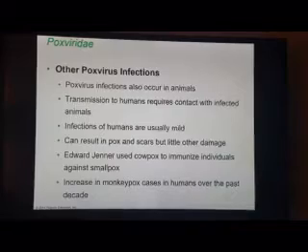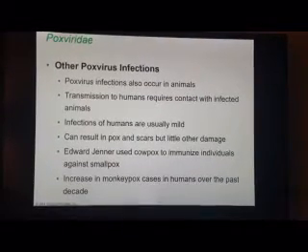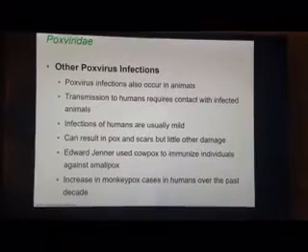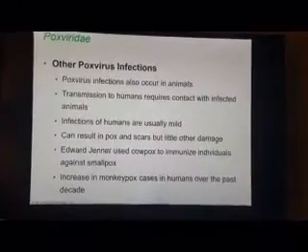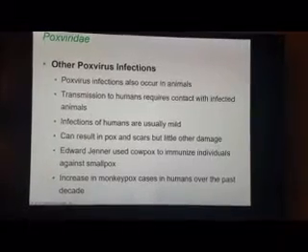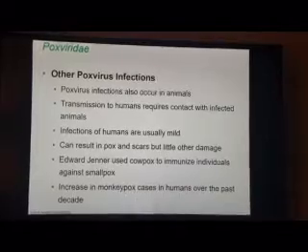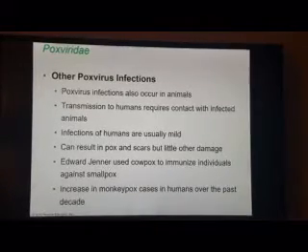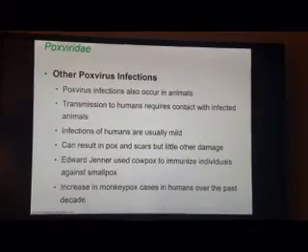Poxvirus infections also occur in animals. Infections of humans with these animal viruses are usually mild, resulting in pox and scars, but little other damage. Transmission to humans requires close contact with the infected animal, similar to the contact Edward Jenner observed for milkmaids and cowpox. This is how he discovered cowpox could immunize individuals against smallpox.